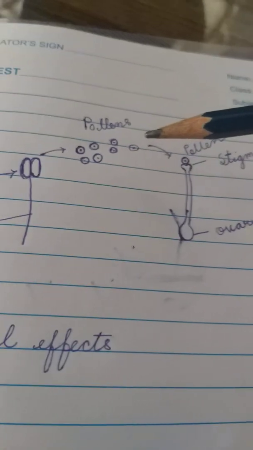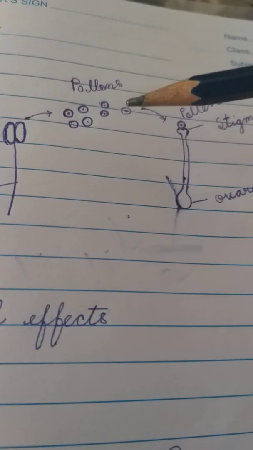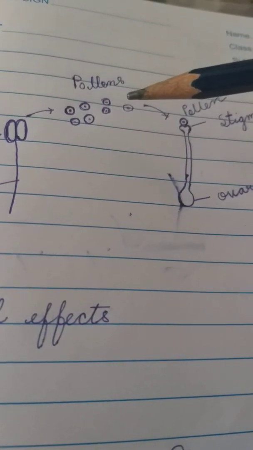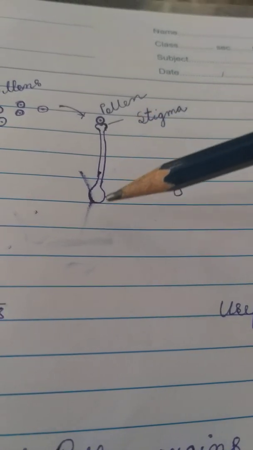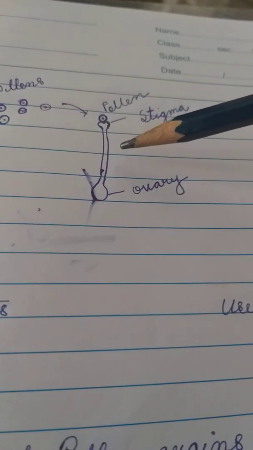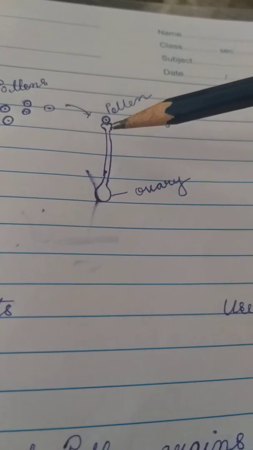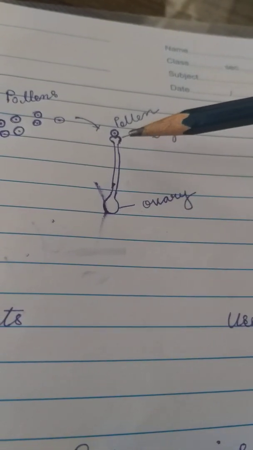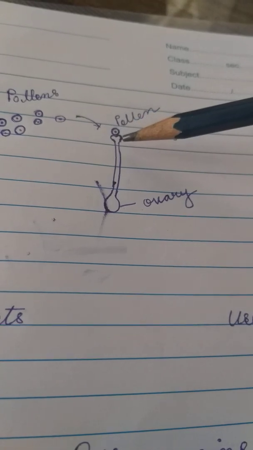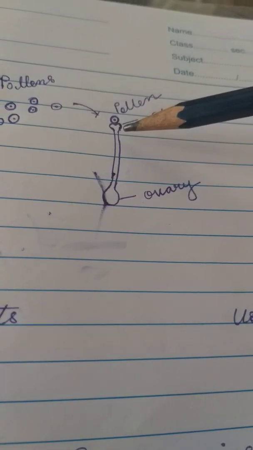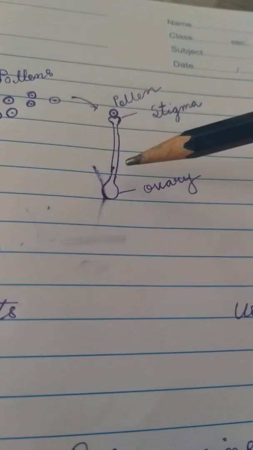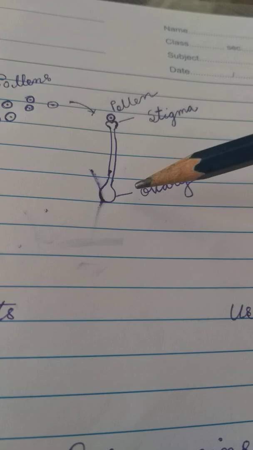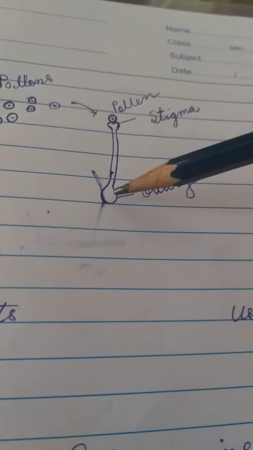Now the pollens are carried by different agents of pollination: air, water, insects, and the pollens land on the surface of stigma. This is the female reproductive part, pistil or carpel: stigma, style, ovary. The pollens land on the surface of the stigma. The pollens will germinate and they will be responsible for fertilization of the ovule, which is inside the ovary.